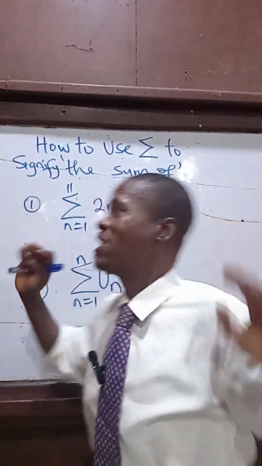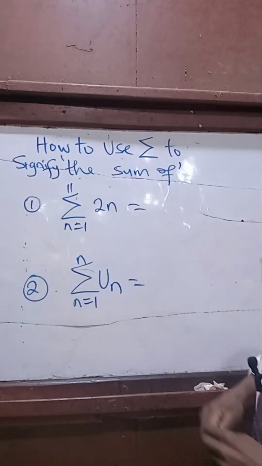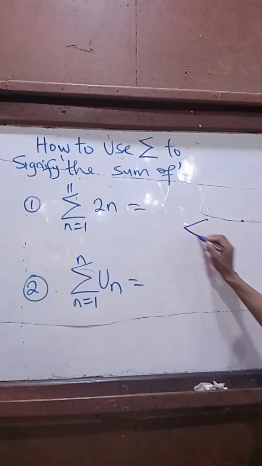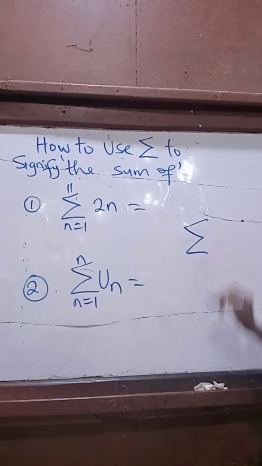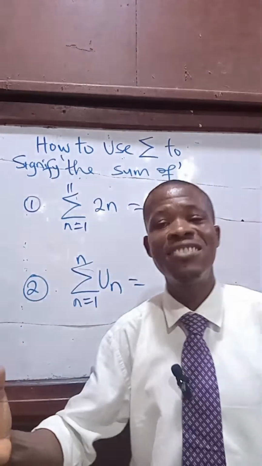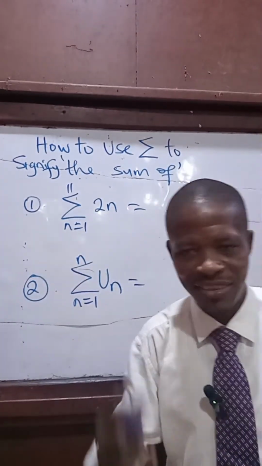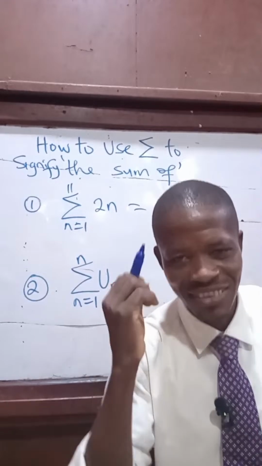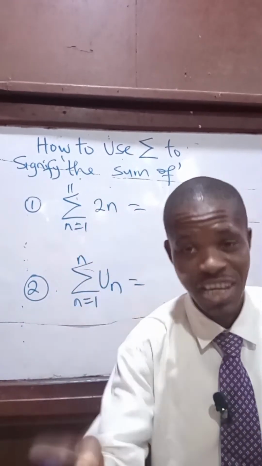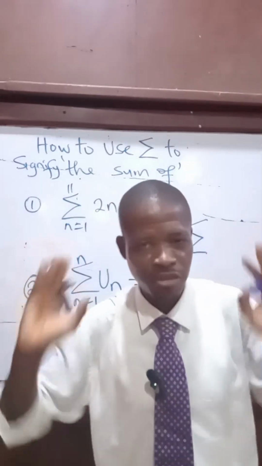Okay, we are looking at how to use sigma. This is sigma notation, used to calculate or find the sum. That is the objective for this class: how to use sigma to find the total sum.